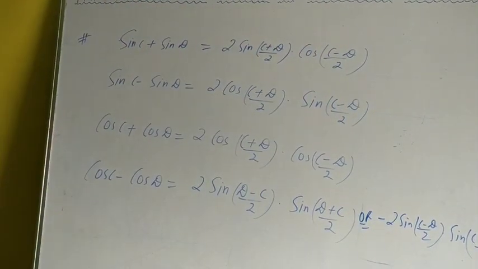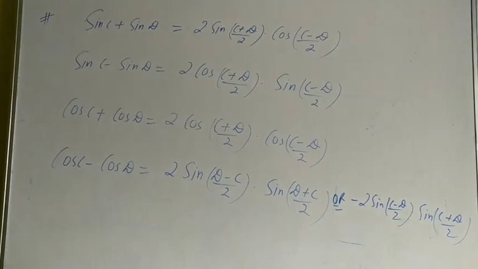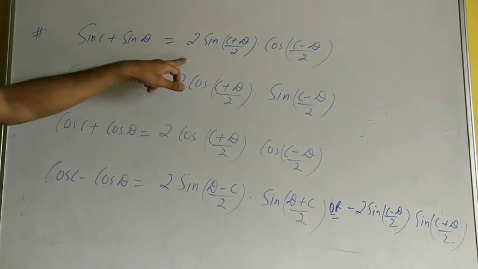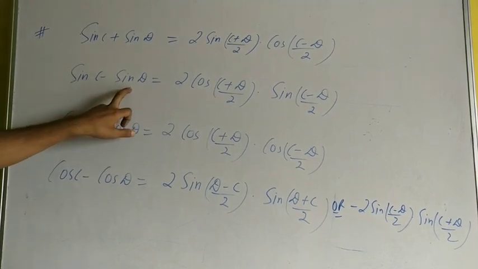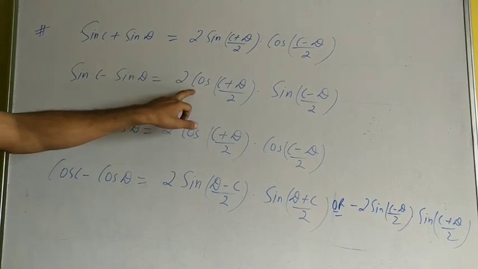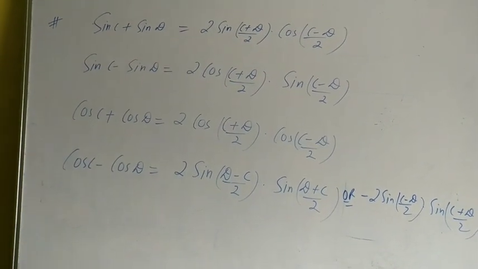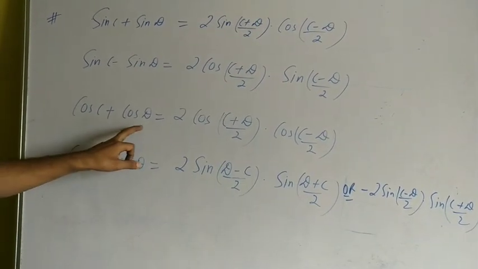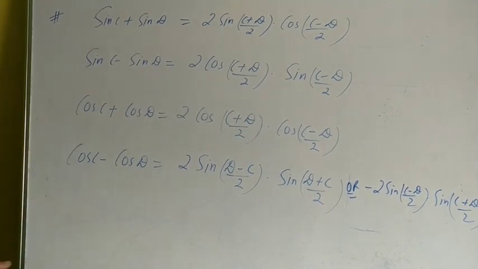Okay, so sin C plus sin D is equal to twice of sin((C+D)/2) into cos((C-D)/2). Sin C minus sin D is equal to twice of cos((C+D)/2) into sin((C-D)/2). Cos C plus cos D is 2 cos((C+D)/2) into cos((C-D)/2). Now see how you have to remember this.